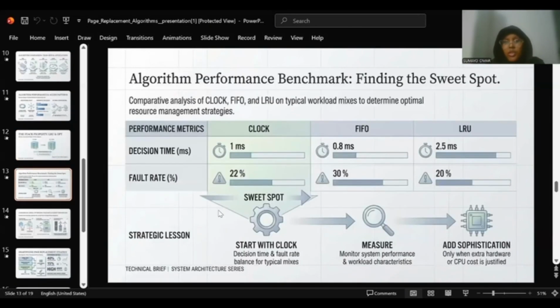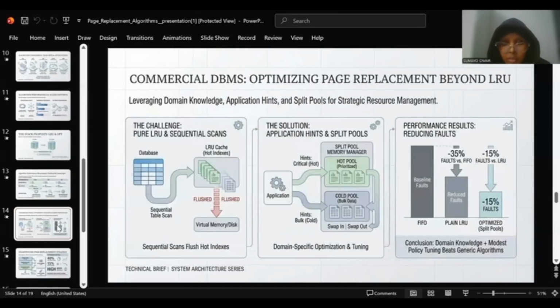Now moving to the next slide, finding the sweet spot. This slide compares FIFO, clock, and LRU based on decision time and fault rate. FIFO is quick but inaccurate. LRU is accurate but slow and resource heavy. Clock nearly mirrors LRU performance while staying lightweight. Clock ends up in the practical sweet spot because it balances speed with accuracy.